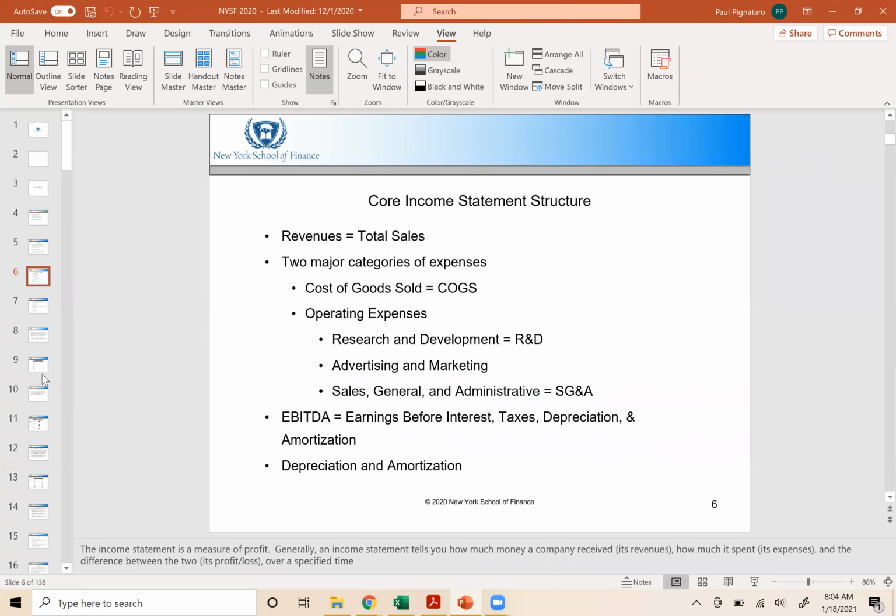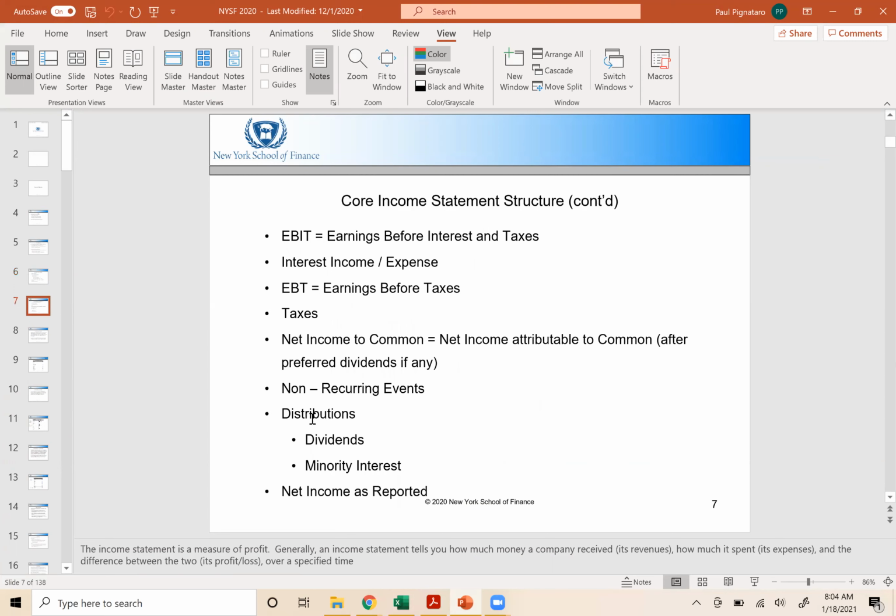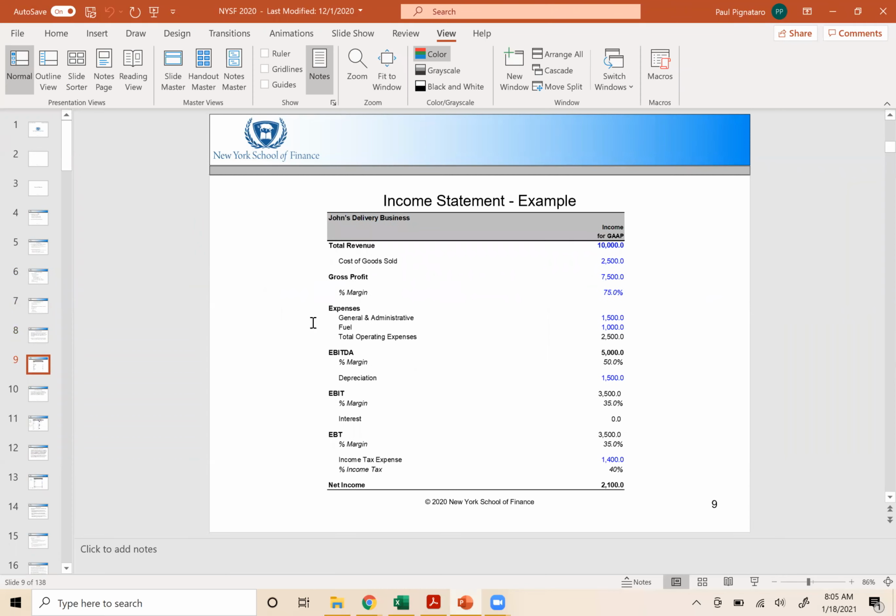Now, once you get EBITDA, you can slowly subtract away its components to get to E, earnings or net income. EBITDA is earnings before interest, taxes, depreciation, amortization. You subtract depreciation and amortization from that, and you have EBIT, or earnings before interest and taxes. You subtract interest income and expense from that, and you have earnings before taxes, or EBT. You subtract taxes from that, and you have net income. Thinking about it that way, I think it's easier to understand the core structure of an income statement.